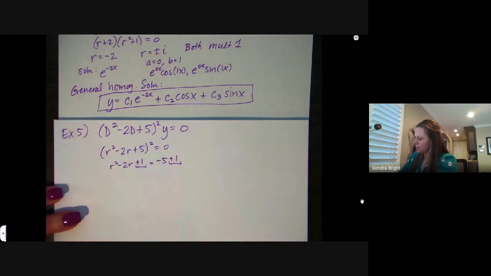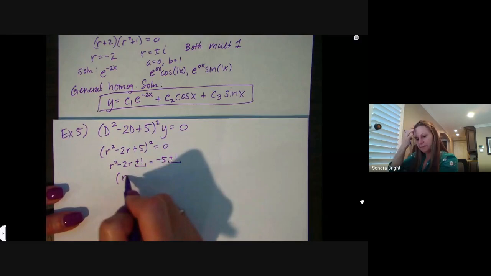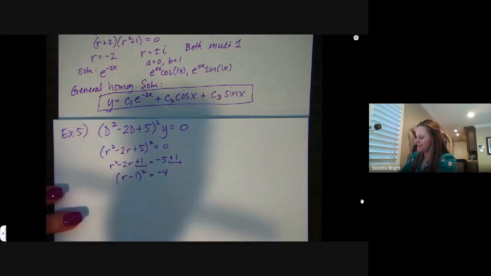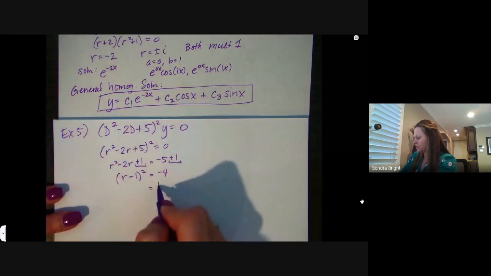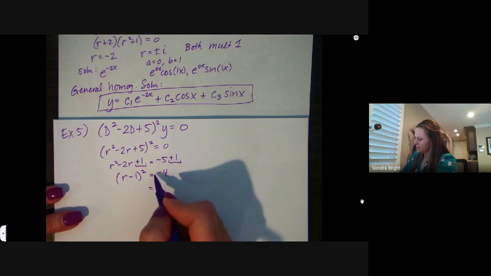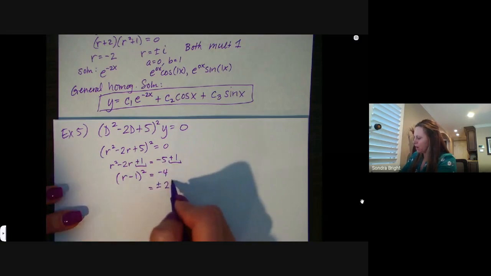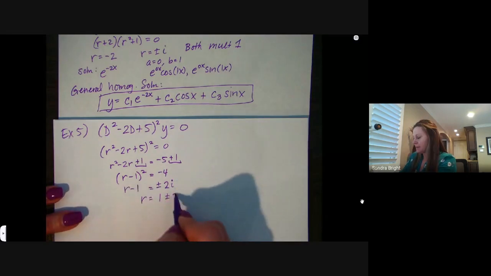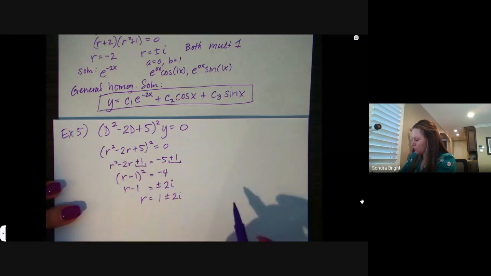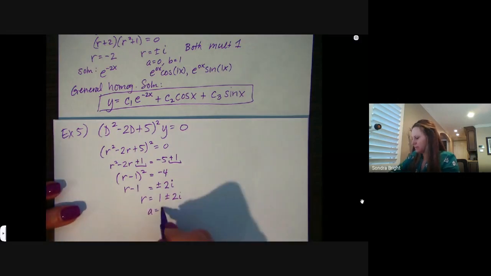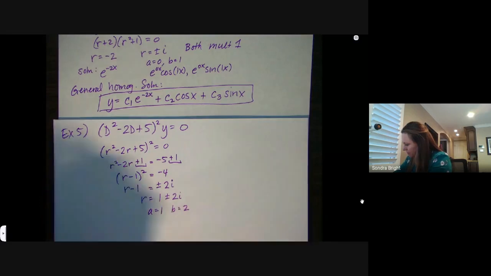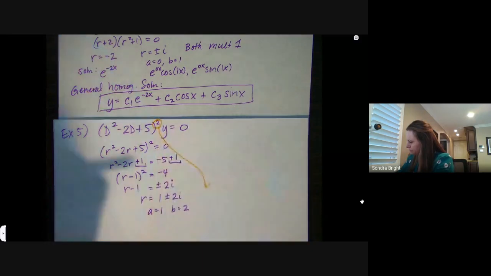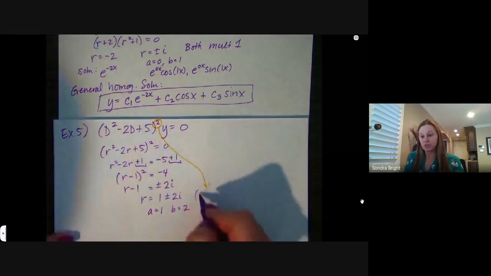This is an r minus 1 quantity squared is equal to -4. Which means when you take the square root of both sides, you'll have a plus or minus. Square root of -4 is 2i, and then adding the 1 over, you'll have 1 plus or minus 2i as your roots, where your a is 1 and b is 2. But from here, we've got a multiplicity of 2. So your k is 2.